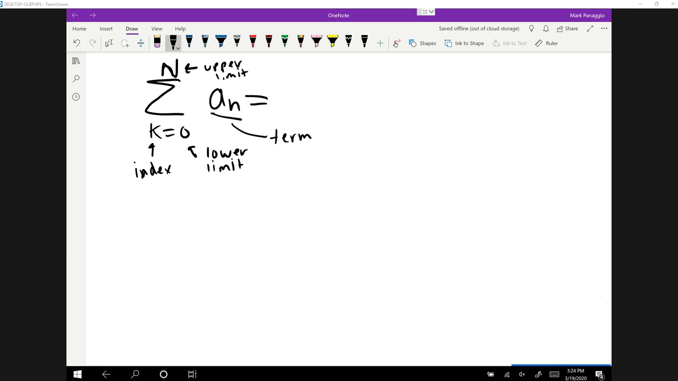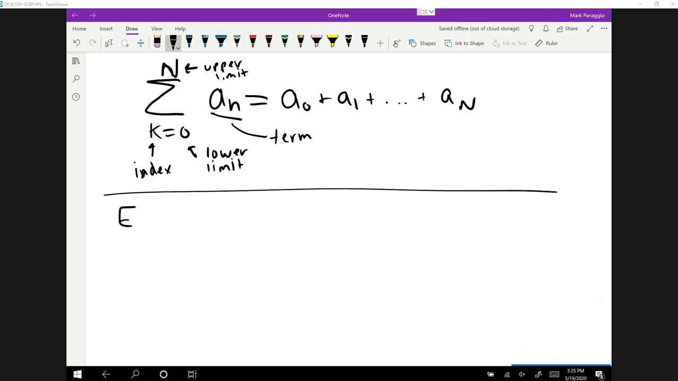And so this sum represents a 0 plus a 1 plus, and we'll continue on until we reach a n. So the sigma notation is just a shorthand for the sum on the right-hand side. But what we're going to find is that it's much easier to work with sigma notation, especially when you're adding up an infinite number of things, which is what we're usually interested in with series. And we're also going to see that sometimes you can recognize patterns more clearly when you know how to manipulate sigma notation. So let's look at an example.